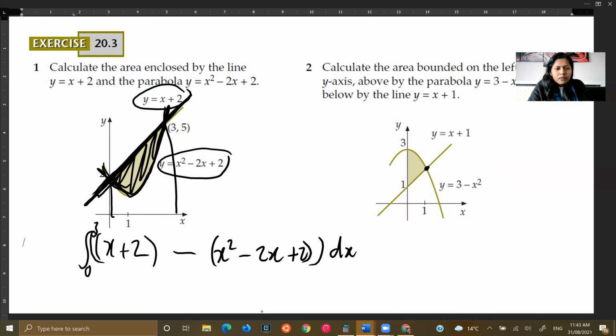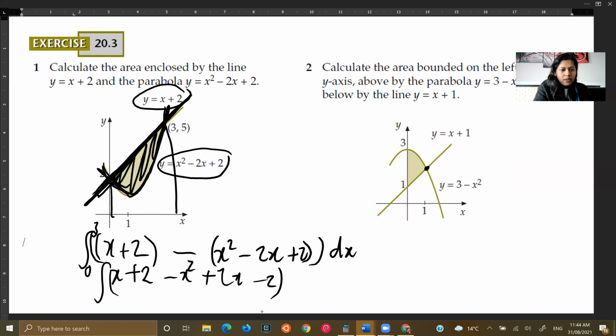All right, what we're then going to do is integrate like normal. So I'll rewrite this first: x plus 2 minus x squared plus 2x minus 2. I'm going to simplify it more. Sorry, that writing is terrible. We've got x plus 2x, so that will be 3x, and plus 2 minus 2 cancel out. And then I've got the minus x squared.